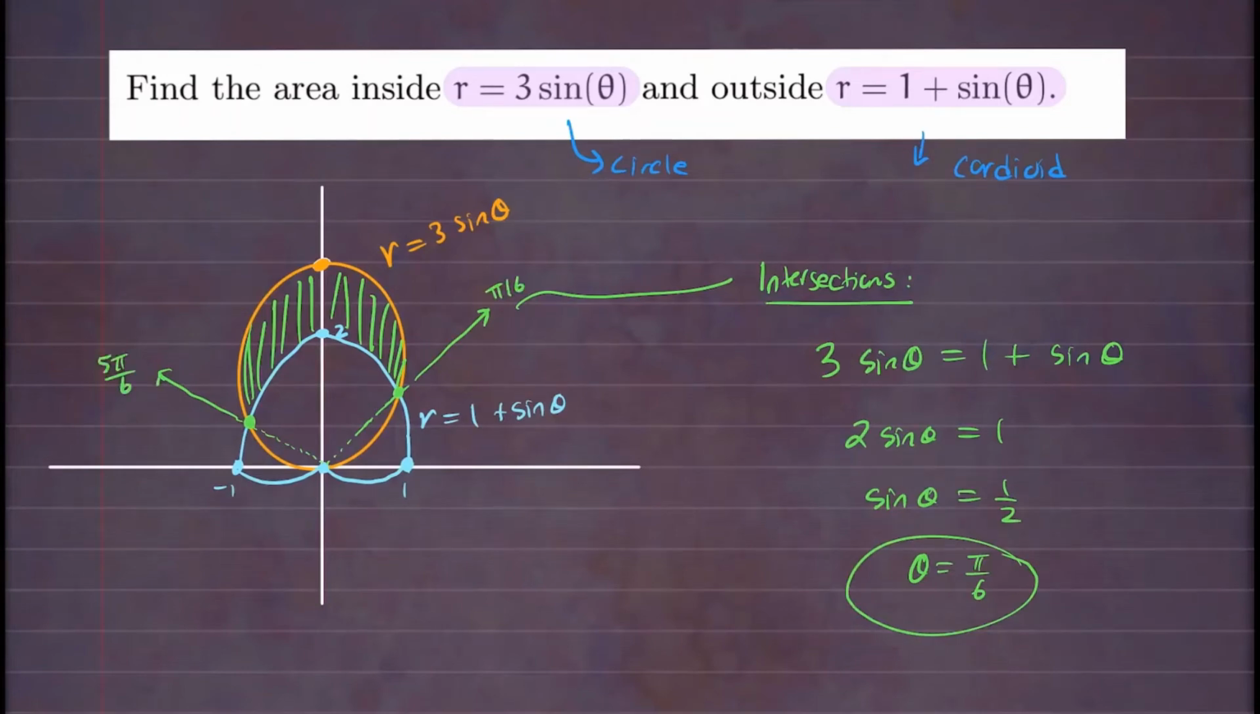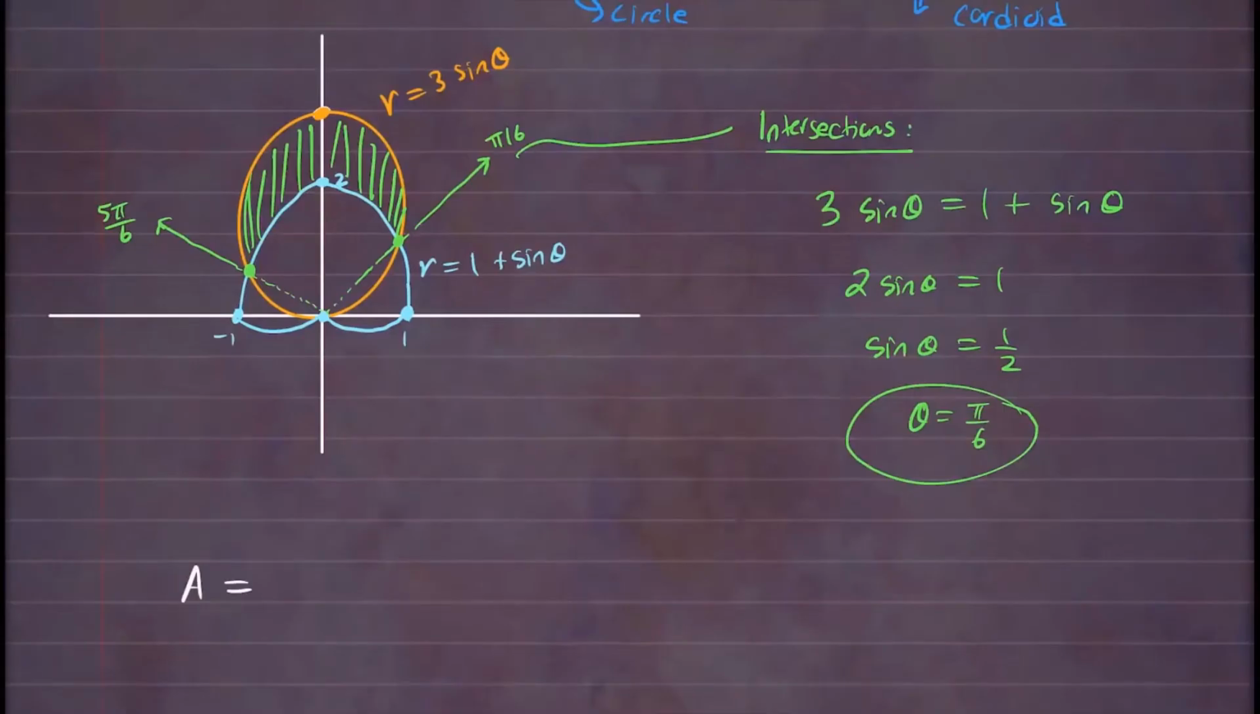So now we know where to integrate this. We're going to find the area of the entire circle first. And then that's going to give us the area of this entire piece. And then we're going to subtract away the area from the cardioid bounded between pi over 6 and 5 pi over 6. Hopefully you got the idea. So check this out. This is what we're going to do, because that will give us the area we want.